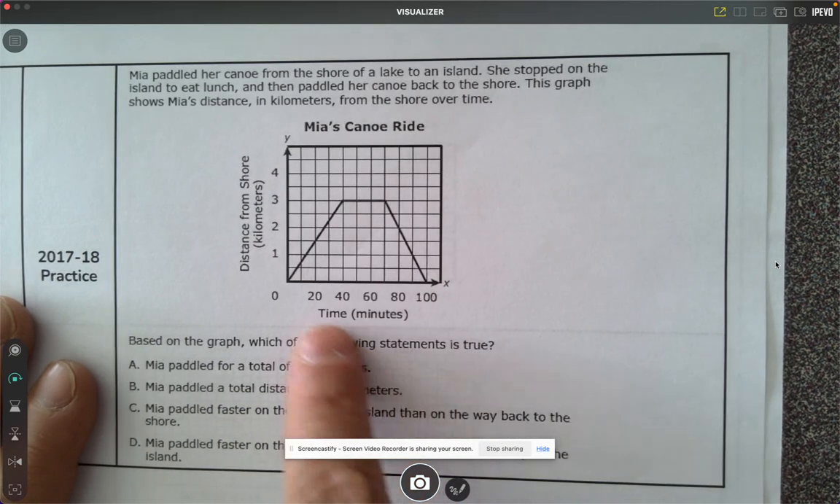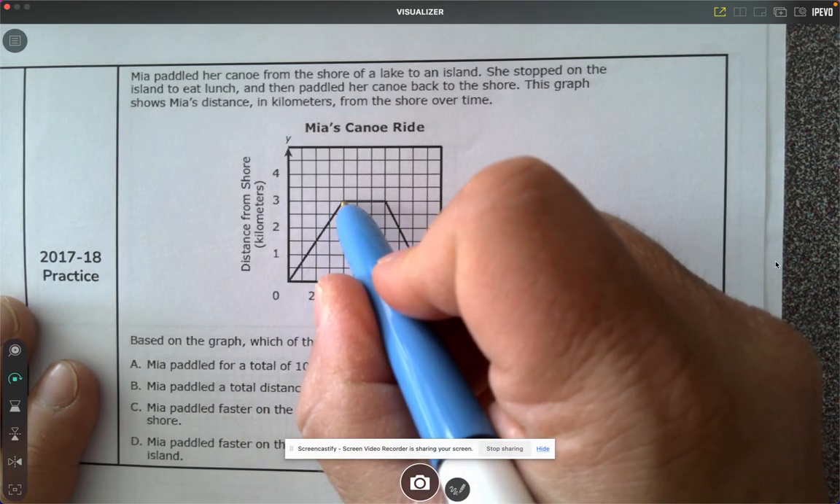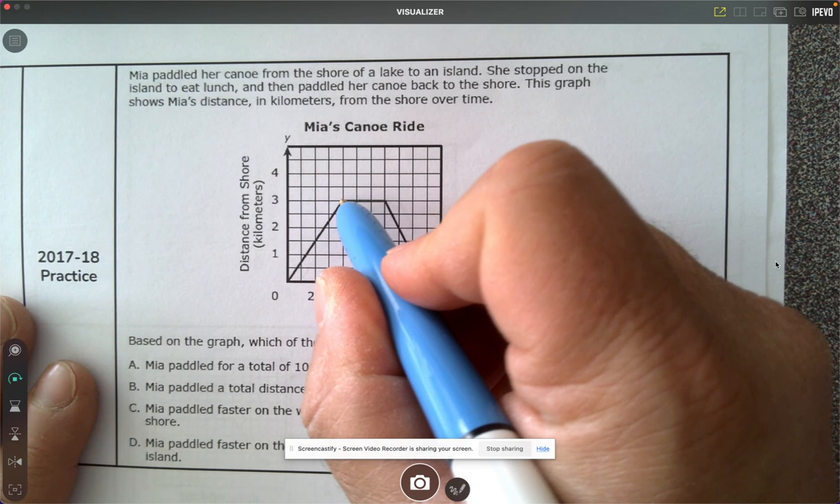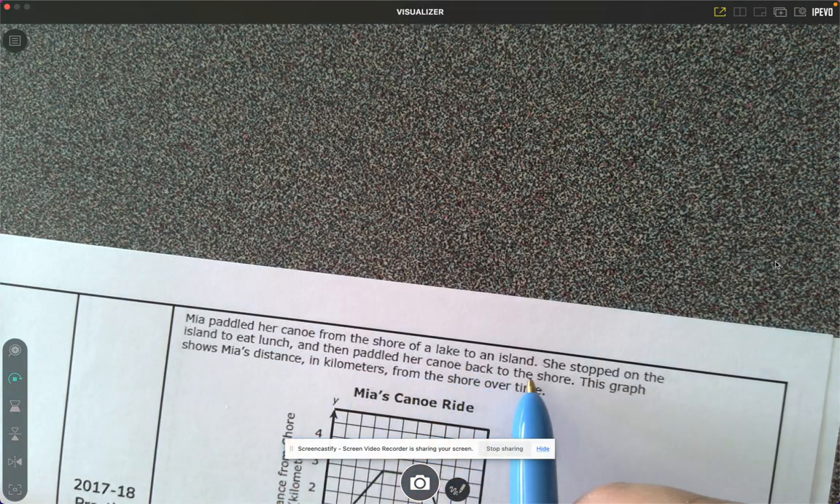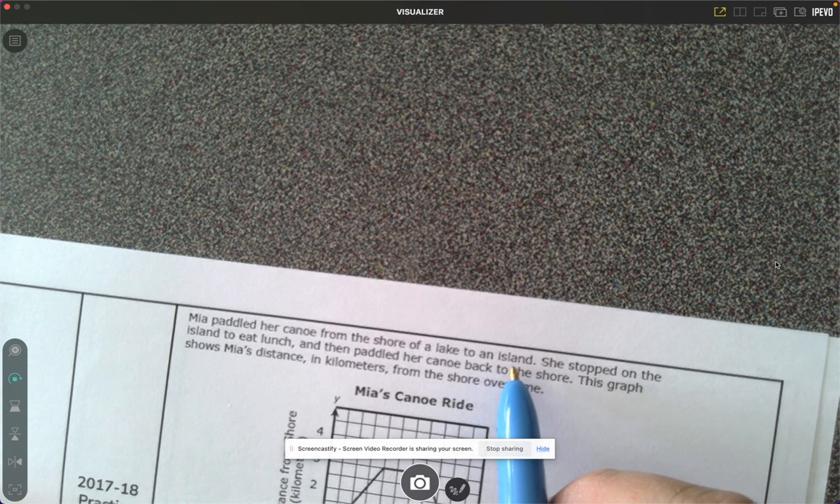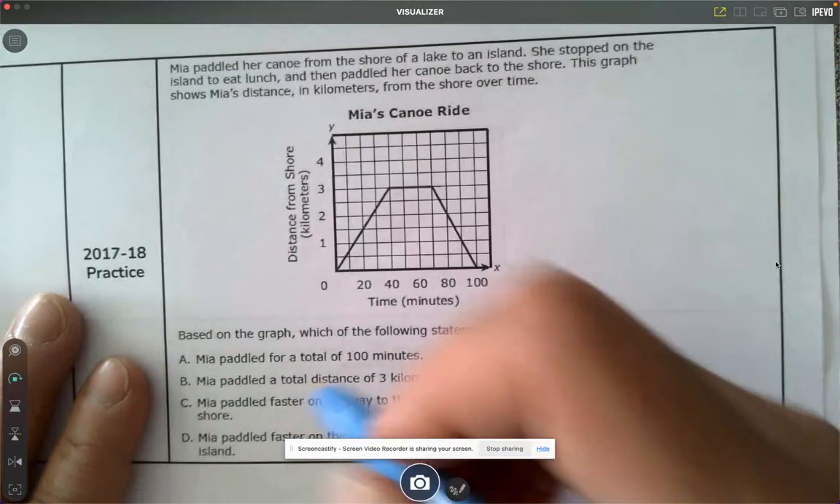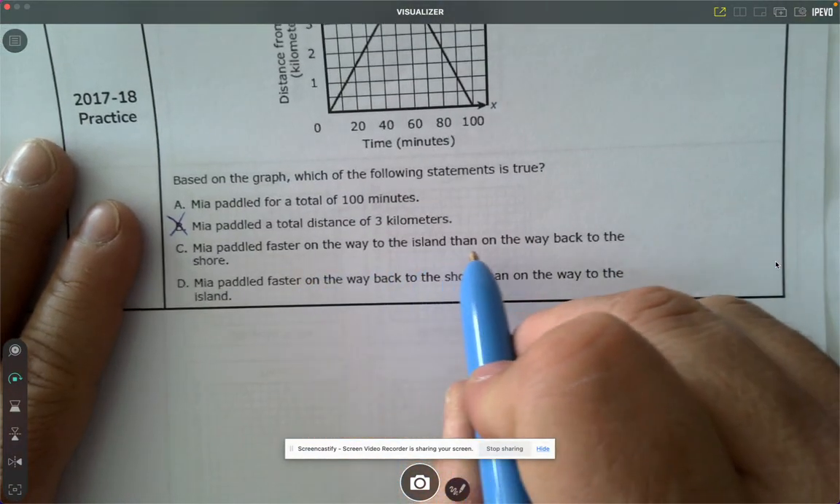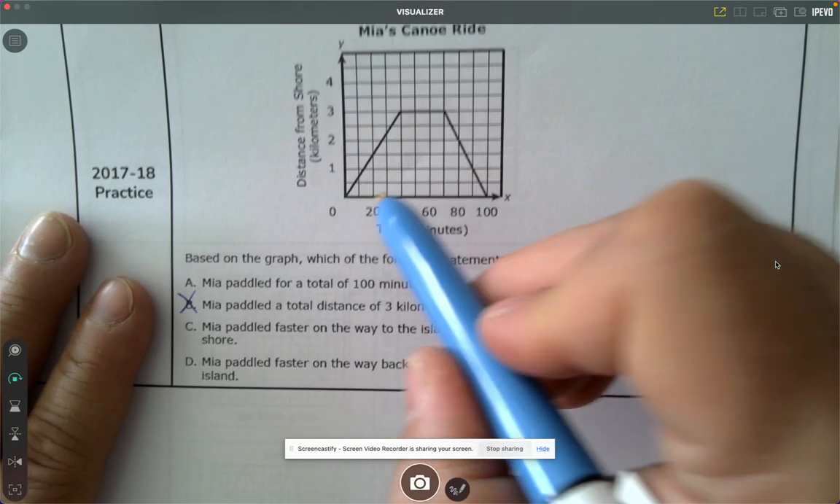Okay, that one I know is wrong, because you go 3 kilometers and then 3 kilometers back, because Mia paddled her canoe from shore of a lake to an island, stopped, had lunch, and then paddled back. So it's not that one. She paddled more than 3. Mia paddled faster on the way to the island. On the way back, well, I'm like, no. It doesn't. It looked like she paddled.